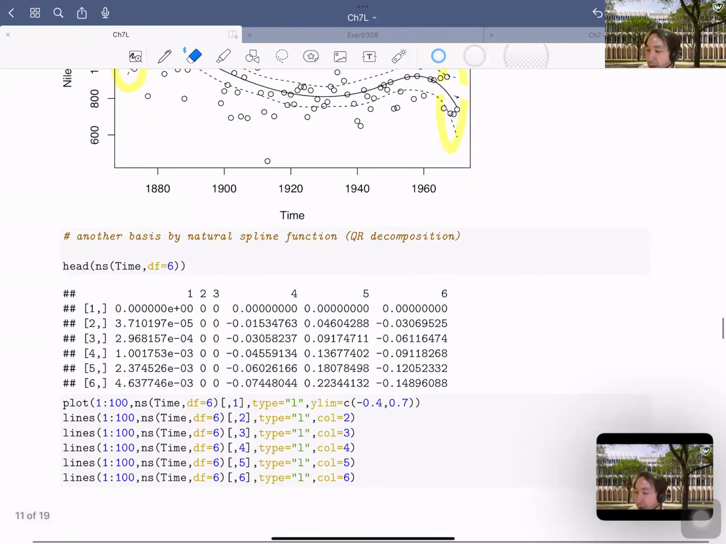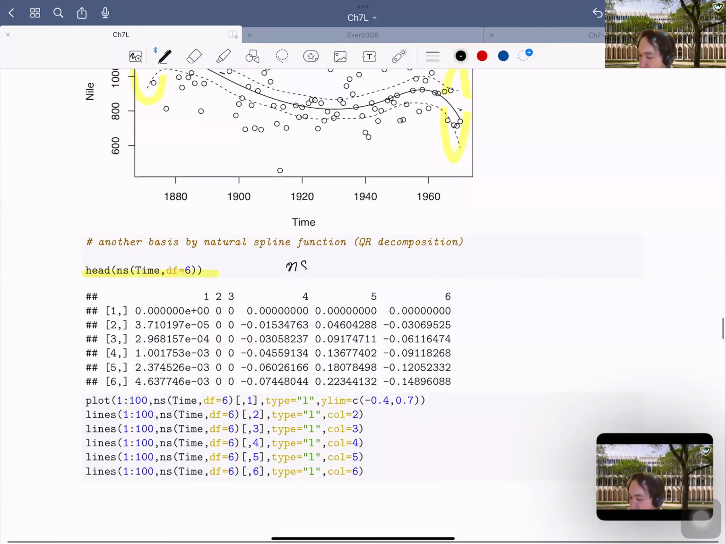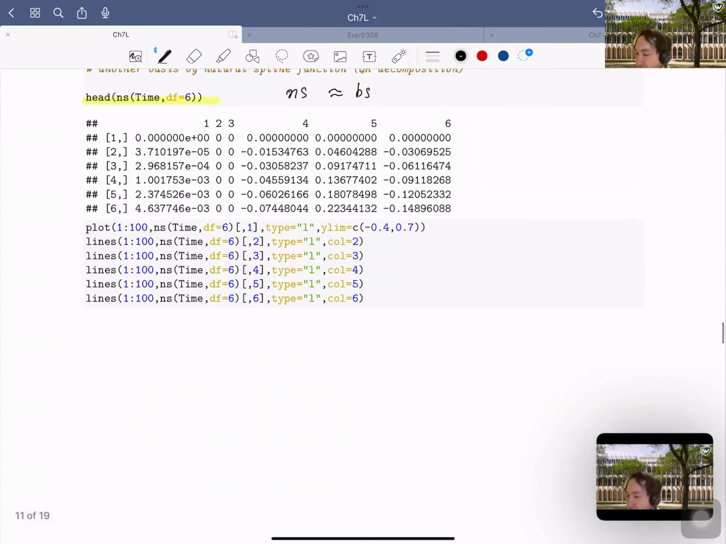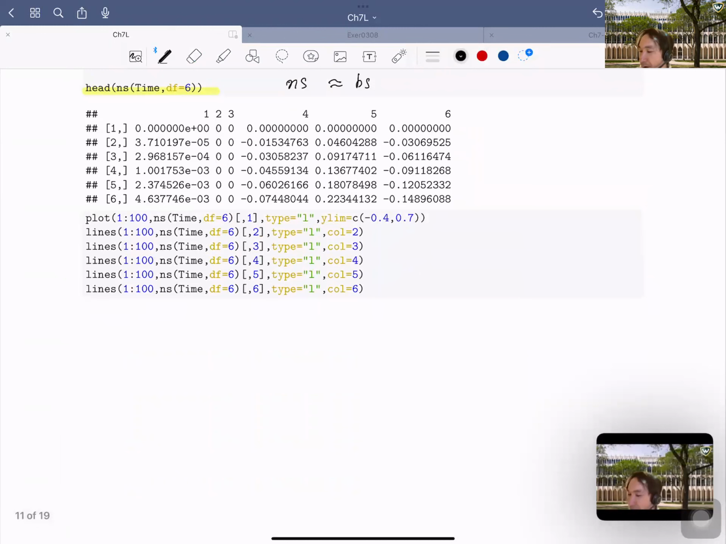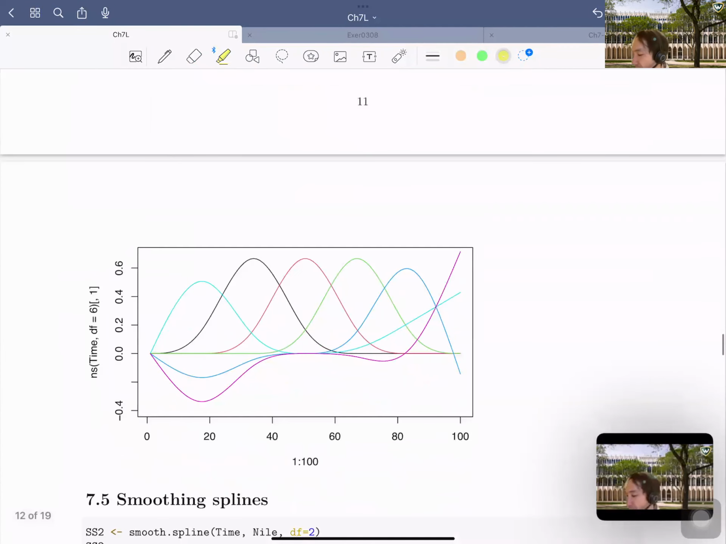And another way is to use this NS function. NS and BS are similar. And what's the difference? NS is an orthogonal basis. So if we use NS, we have a very similar matrix, just the 100 by 6 matrix. But you can see these components here. The first component is the black one, the second one is the red one, and these are orthogonal to each other.